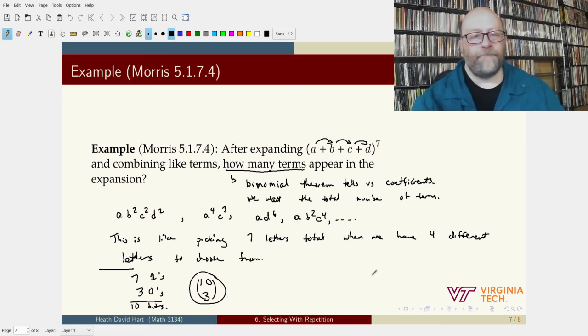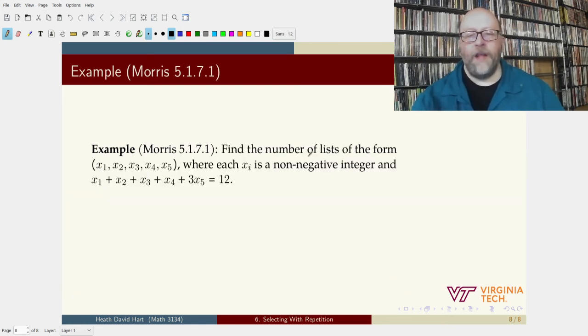Okay. All right, let's do one more. Find the number of lists of the form x1, x2, x3, x4, and x5, where each xi is a non-negative integer, and x1 + x2 + x3 + x4 + 3x5 is equal to 12. Okay. So the x5 has this restriction on it that none of the other variables have. So let's talk about the possible values for x5.